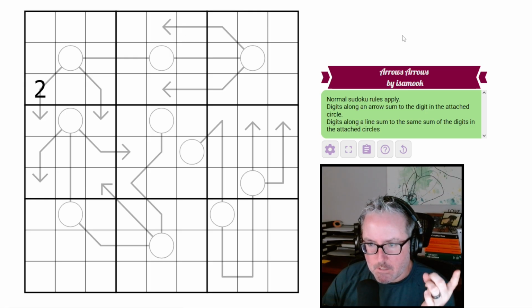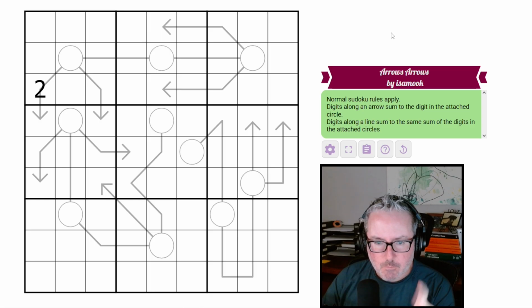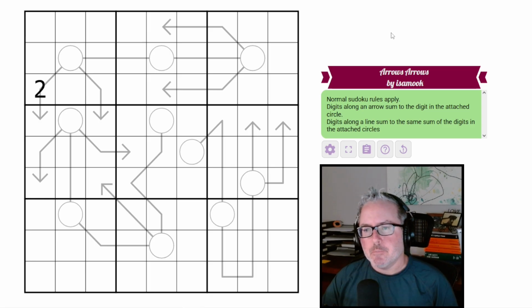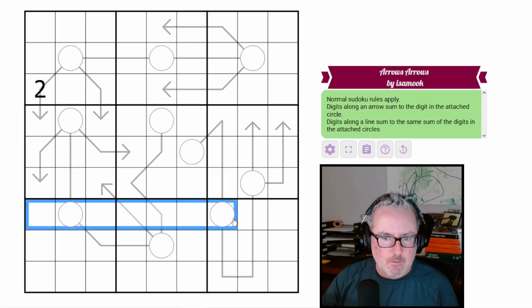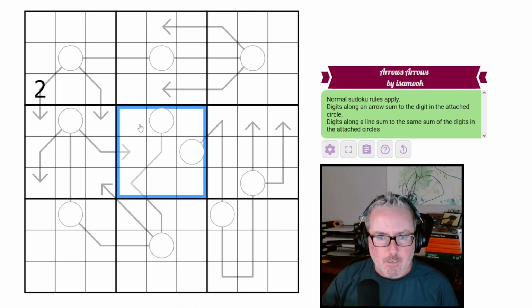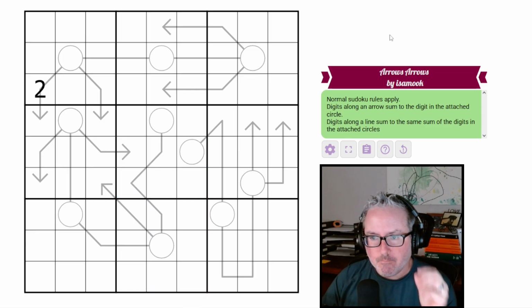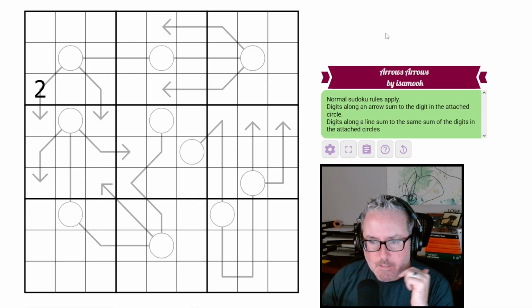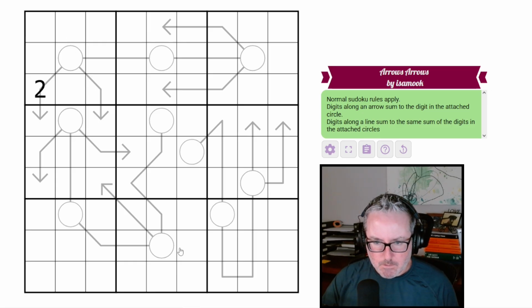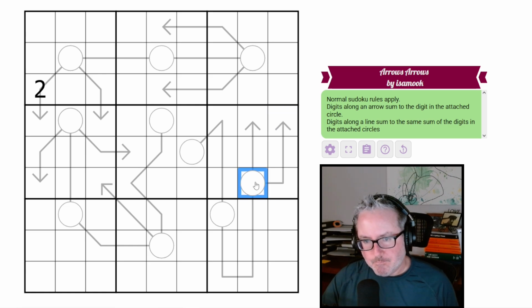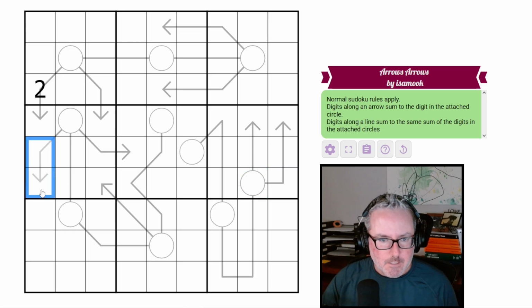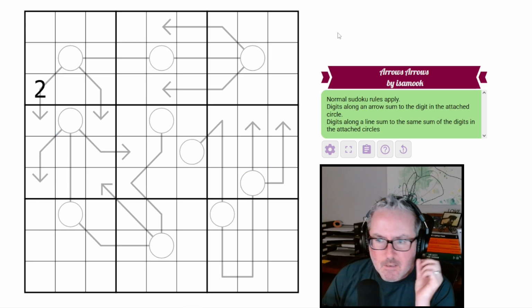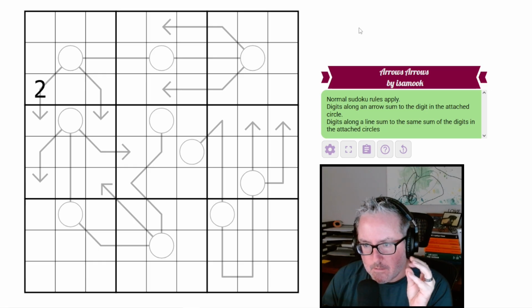I think it's fairly standard what these are, but we may find out differently because I haven't read them all yet. Normal Sudoku rules, of course. So every row, column, and 3x3 box will contain the digits 1 through 9 once each. Digits along an arrow sum to the digit in the attached circle. So that's fairly normal. These three digits, whatever they are, will add to this digit here. These two will add to this one, etc. Now, there's also digits along a line sum to the same sum of the digits in the attached circle.